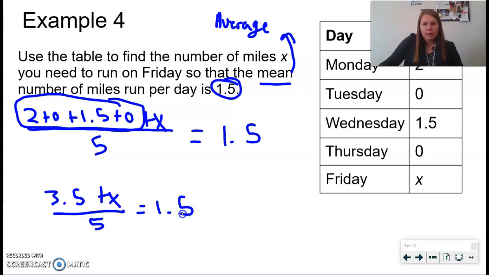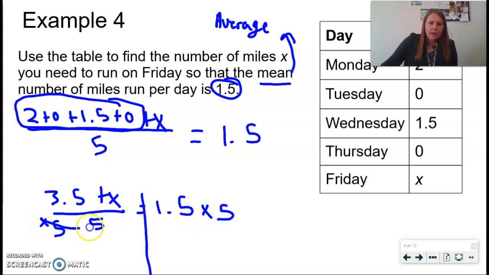equals 1.5. Now here's a problem where I would like to get rid of this division by 5 before anything else. I don't want to move over that x. I don't want to move over the 3.5. Because the entire operation is being divided by 5, we need to get rid of that 5 first. And to undo division, we multiply. We multiply each side by 5. That cancels out this part. So then you just have 3.5 plus x equals, and we're going to take 1.5 times 5, which is 7.5.